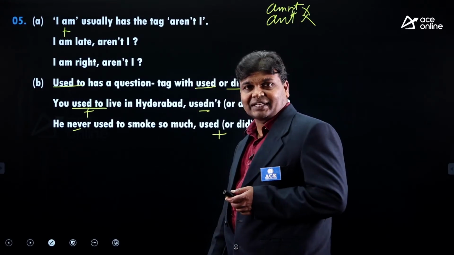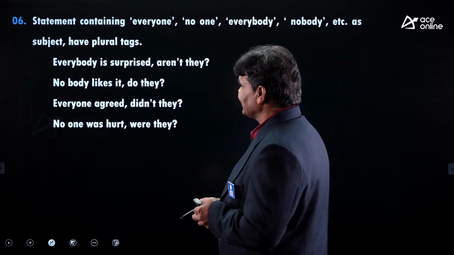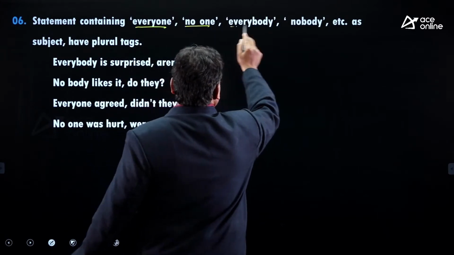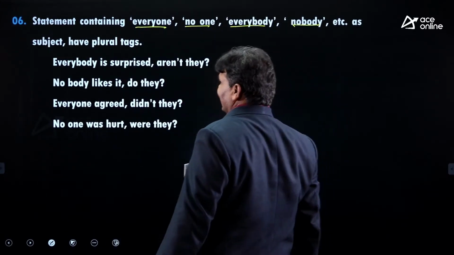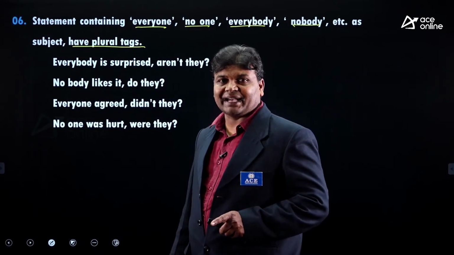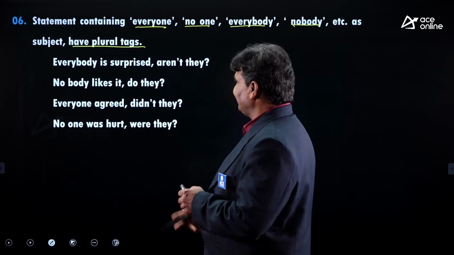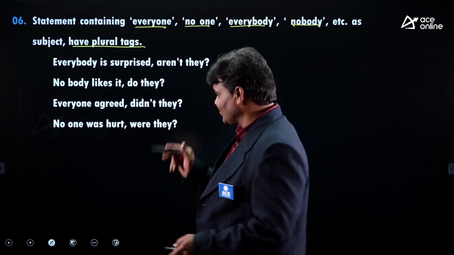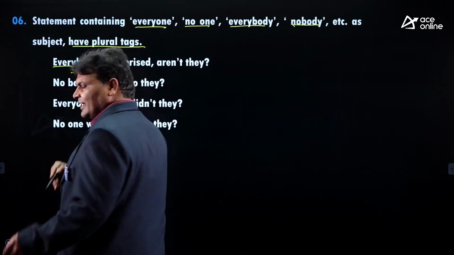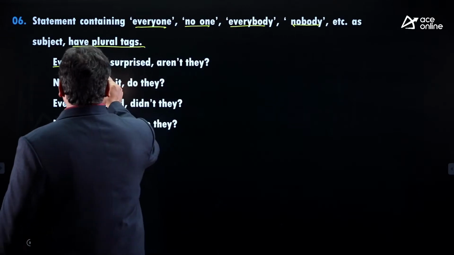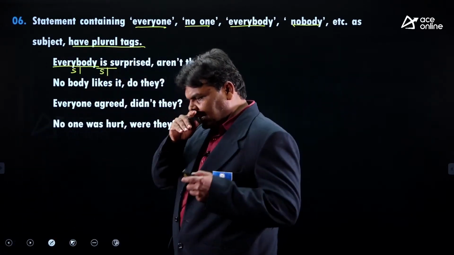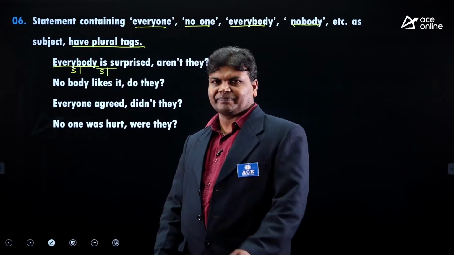Take care of other miscellaneous ones. Shall we go with the next one now? Yes. Statements containing everyone, no one, everybody, nobody, etc. as a subject have plural tags. Let me see. Everybody is surprised. First you learn this one. Everybody is always singular only, students. It is singular itself. It cannot be plural. Definitely your verb also will be singular. Subject verb agreement. Everybody is surprised.